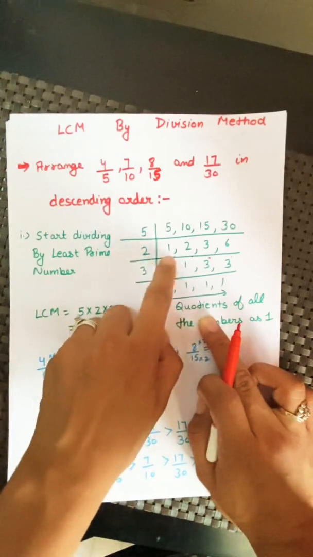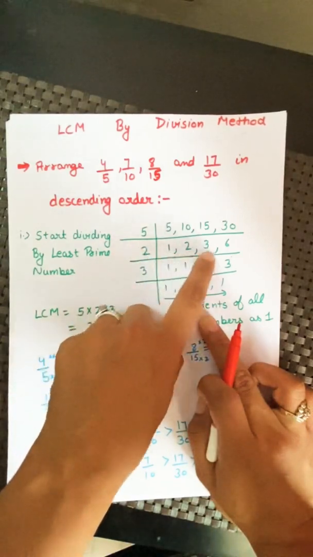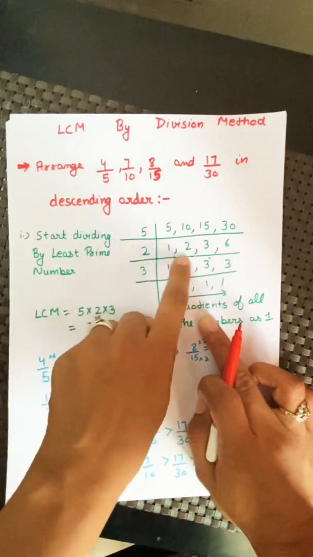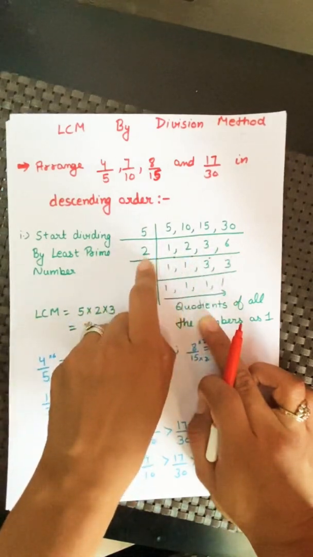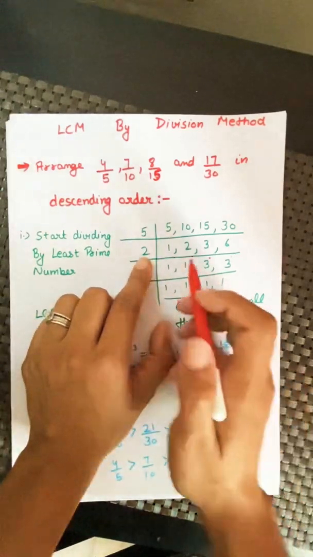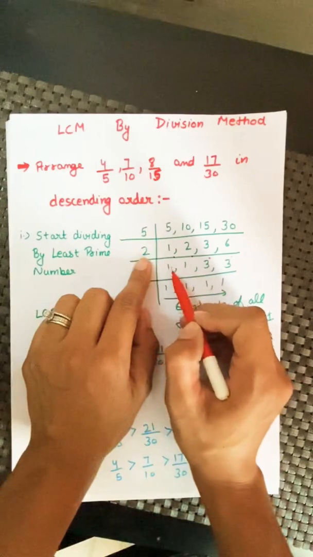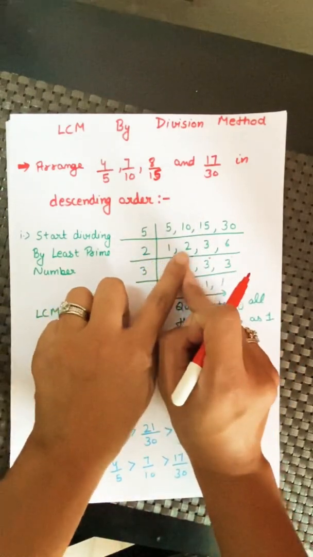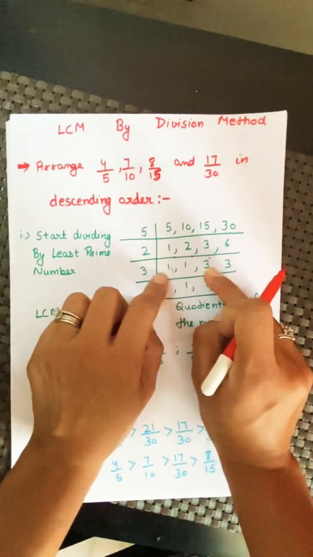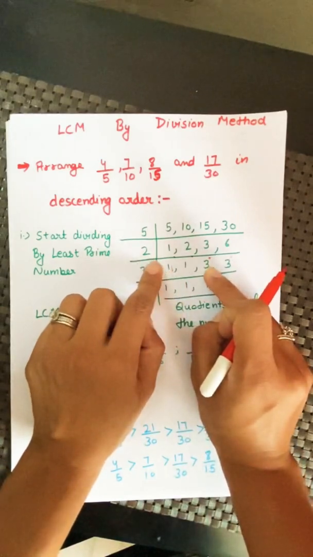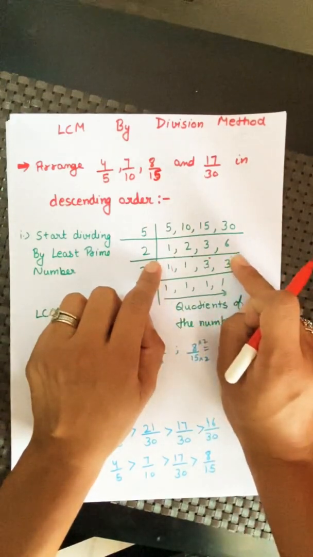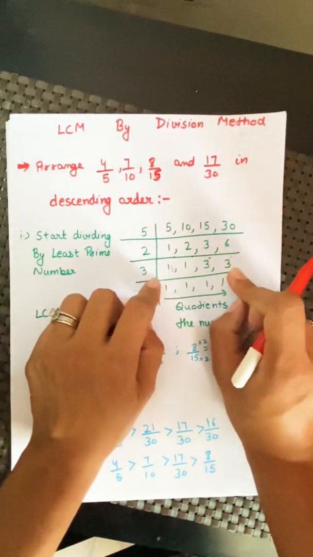So when we divide, we have 1, 2, 3 and 6, and the least prime number on dividing these numbers is 2. When we divide 2 by 2, it is 1, so we will write 1. And on dividing 2 by 2 is 1. We will leave 3 as it is, as it is not divisible by 2, so we will write it as it is. And then on dividing 6 by 2 we will get 3.